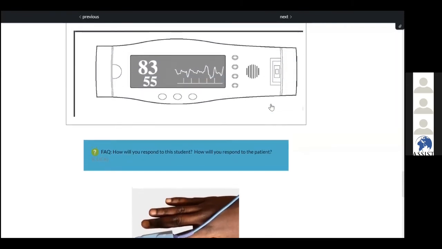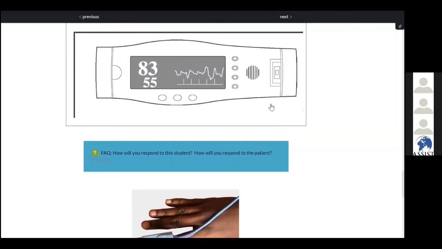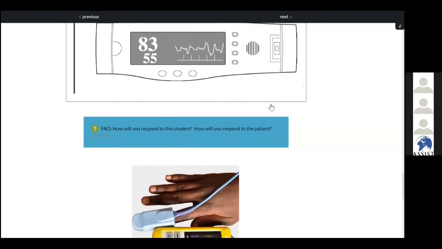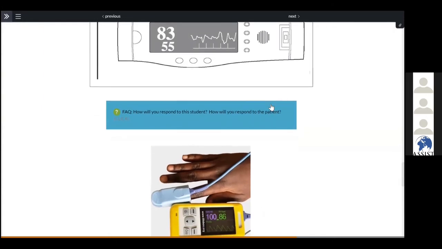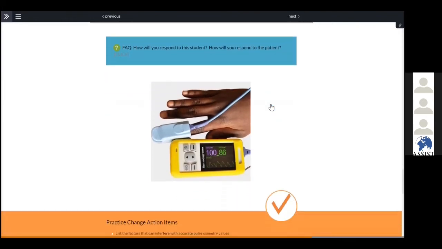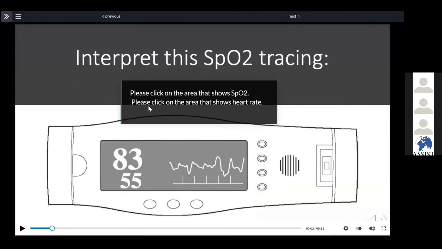Yeah, you see? Here you don't have a strong signal. It's not a regular tracing. I don't know if you can see the difference here. But for me, I don't think the first reading was a reliable reading. I think something was wrong. Maybe the patient was moving, something like that. But for the interest of time, let us watch the video by clicking on this image.